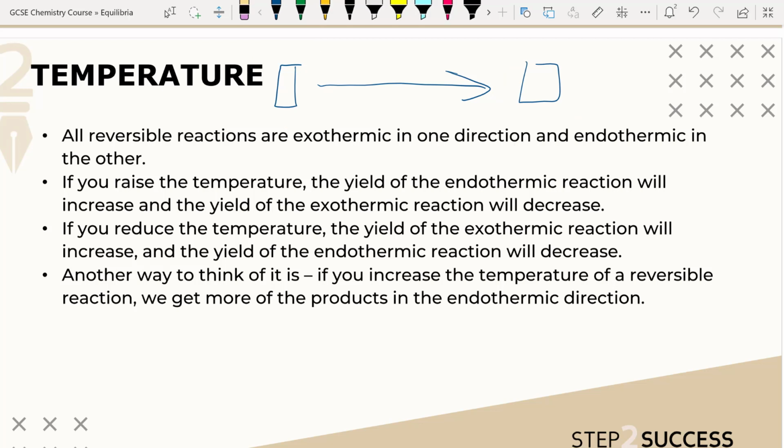Another way to think of it, to keep it simple, is if you increase the temperature of a reversible reaction that's at equilibrium, we get more of the products that are in the endothermic direction. So if I heat up this reaction, I'll get more of that product because that's the endothermic direction. If the endothermic direction is this way, then heating it would give us more of this product. So that's the easiest way to remember it. If you increase the temperature, you get more of the endothermic direction. And that will help you answer pretty much any question on this topic.